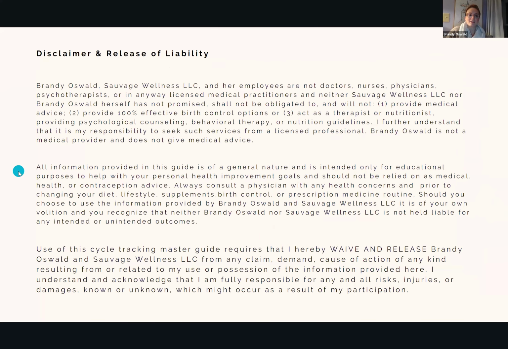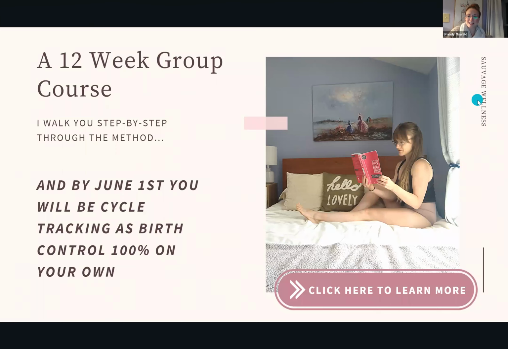And okay, that's my liability waiver. You don't need to see that. You've all already signed that because you're members.